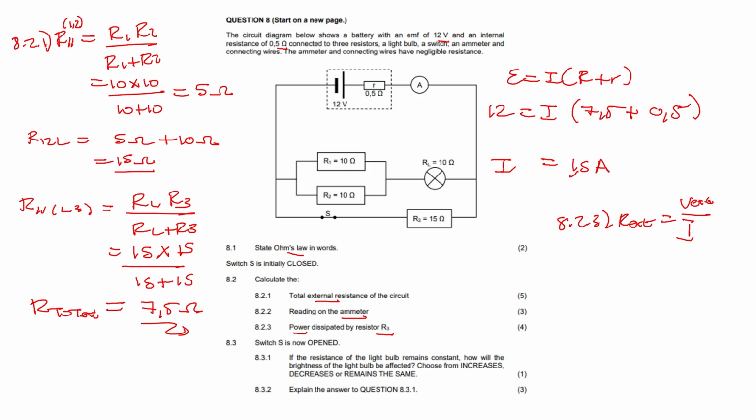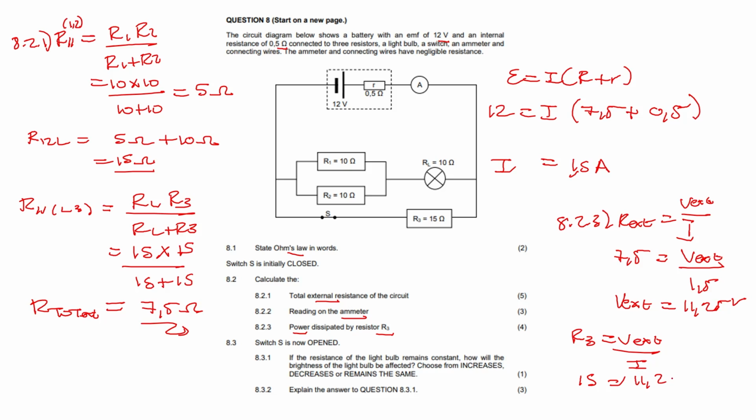Firstly, that is going to be 7.5, and the voltage is going to be the unknown. And we've just calculated the current on the ammeter to be 1.5. So the external voltage is going to be 11.25 volts. Now I can calculate my current running through here. I can use the exact same formula to get my current. My resistor is 15, my external voltage is 11.25, and my current is the one that I'm looking for. I do my math magic and I get my current to be 0.75 amps.